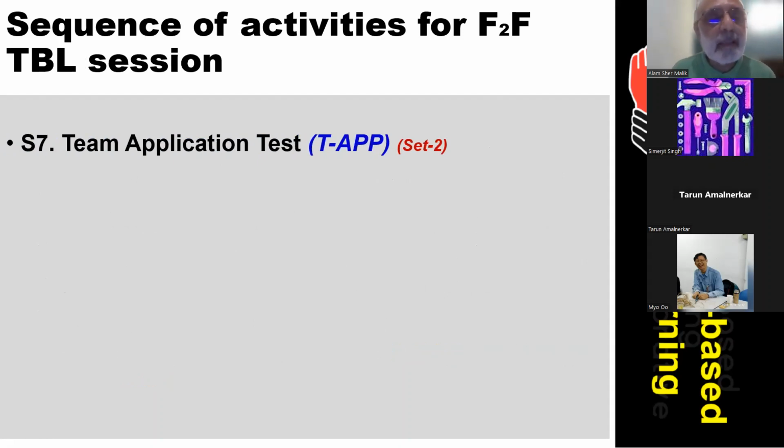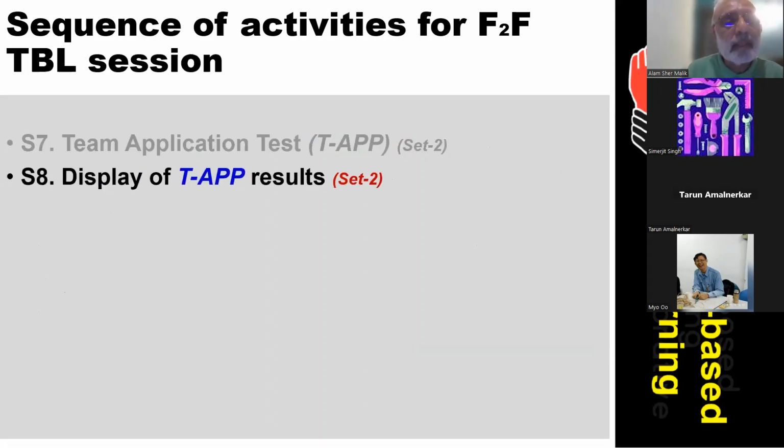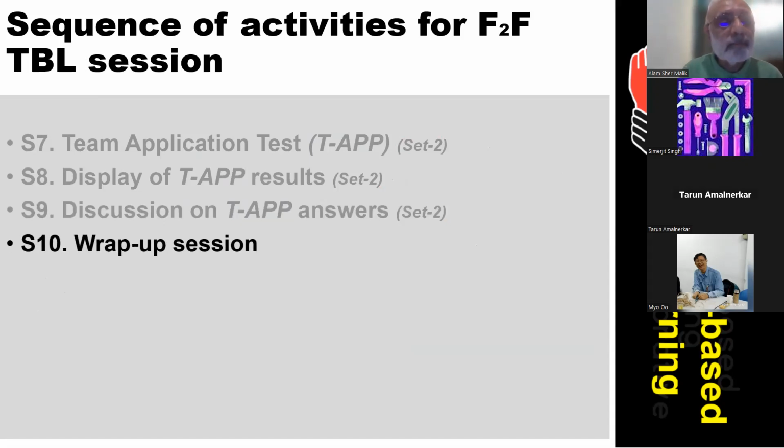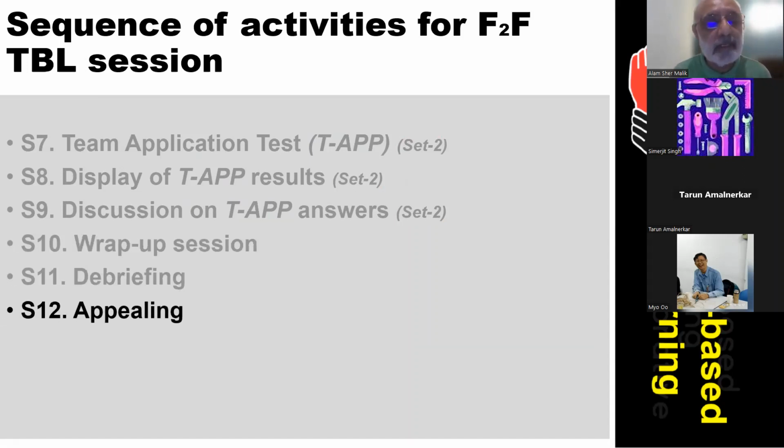And then the next step, step seven, is the team application set. Now here the second set of questions is used, and the groups or teams answer these questions by consensus, and then their result is displayed, and then there is a discussion on the team application answers. Then there is a wrap-up session, and then the debriefing, and 12 is appealing. So these are the 12 steps which we go through in our team-based learning session.